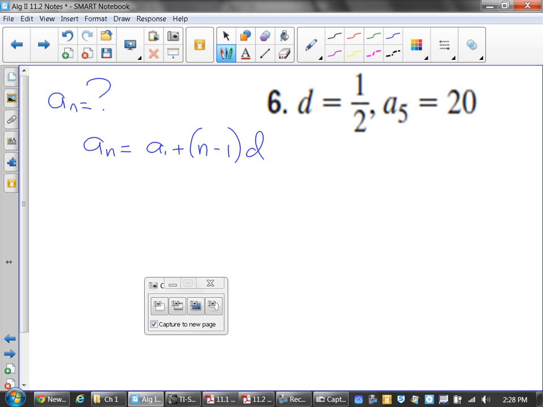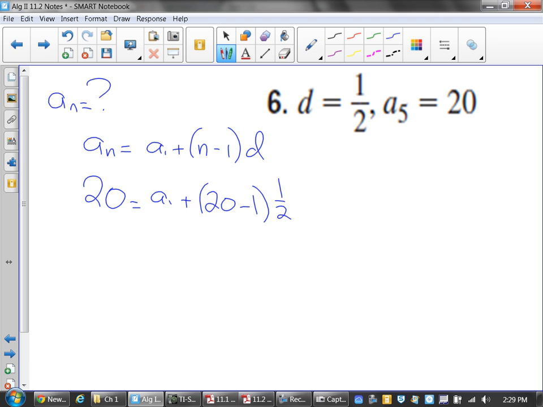Okay, I know that my fifth term is 20. So a sub 5 is 20. It's going to equal the first term plus 5 minus 1 times a half. What should be 5? Because the end value is 5. Oh, the end value is 5, sorry.